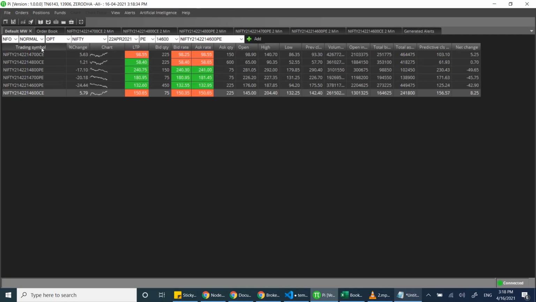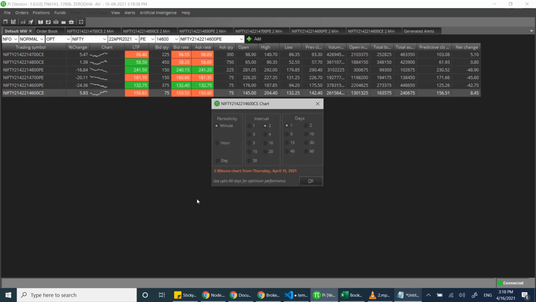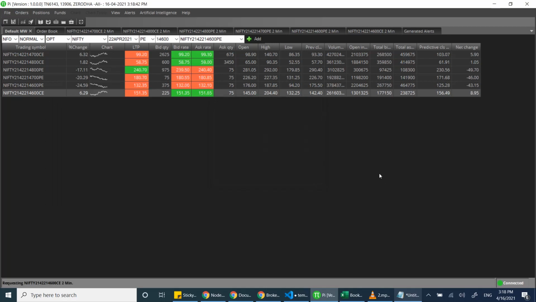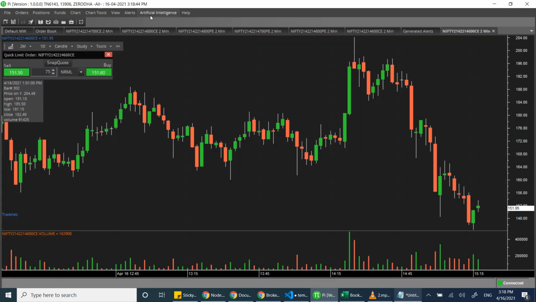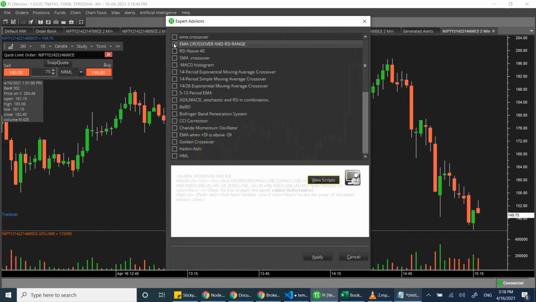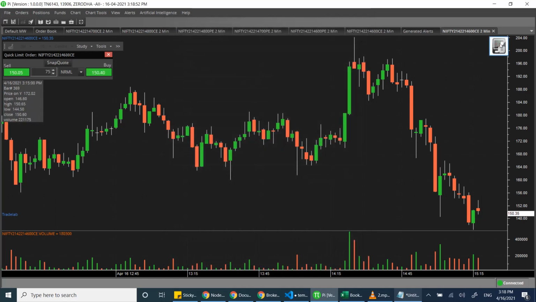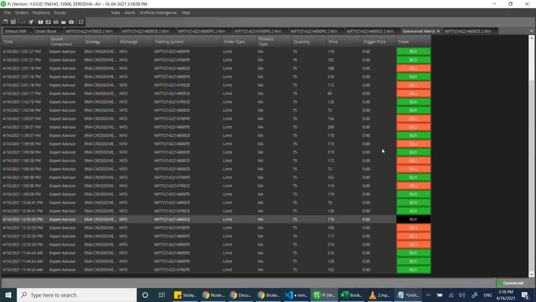Now once you have added to your watch list, you can take the chart. It's a 2 minute interval. Go to artificial intelligence, apply expert advisor, then select your script, then click on apply. You can see remarks here. Now whenever your condition is satisfied, you'll immediately get an alert here.